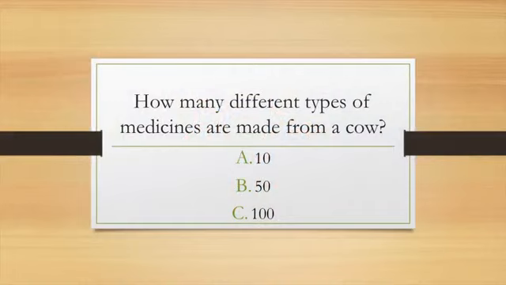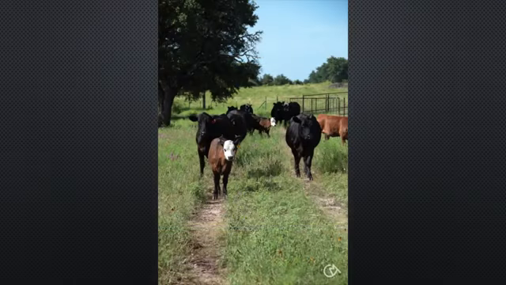Question number 8. How many different types of medicines are made from cows? If you pick C, then you're correct. There are over 100 different medicines that are made from cows as a byproduct. One of the most important is insulin, which is made from the pancreas of the cow and given to patients suffering from diabetes.